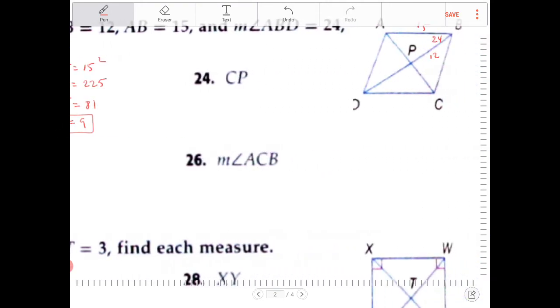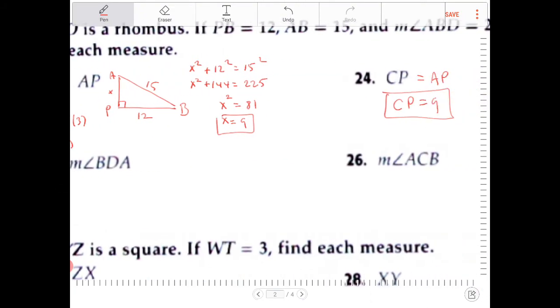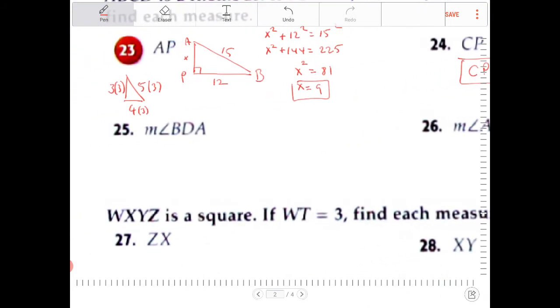All right, CP. CP, therefore, is going to be the same length as AP, and we just solved for AP. CP is therefore equal to 9. Okay, angle BDA. Angle BDA is going to be this angle over here, which is going to be the same as angle ABD, 24, because the diagonals bisect the angles, so opposite angles that are bisected are going to be congruent. So angle BDA is also 24.